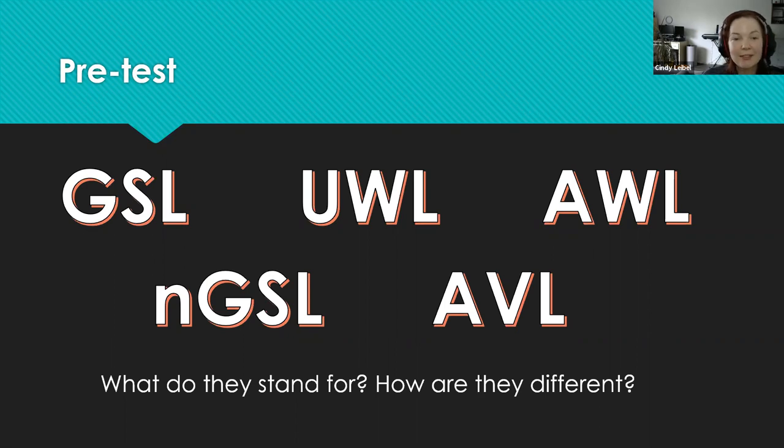So this one is the university word list. Then, of course, the AWL, I would say probably the most famous word list. Yeah, people, right away. That's right, academic word list. And these two ones at the bottom, you might not know because they are new. And the NGSL is the new general service list. We're really creative here. And then, of course, AVL, the academic vocabulary list. Of course, they had to make it different than the academic word list.